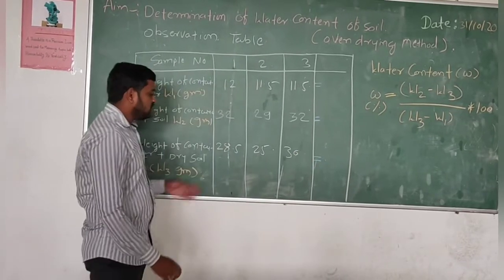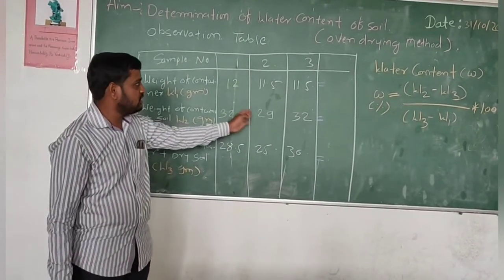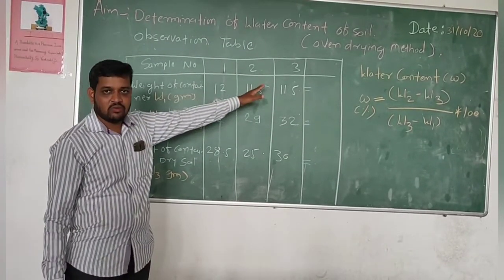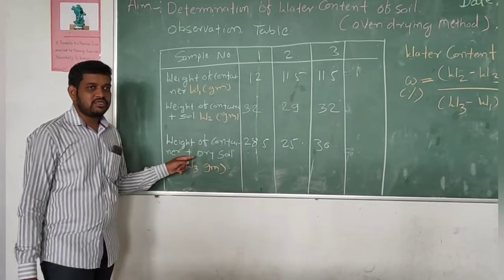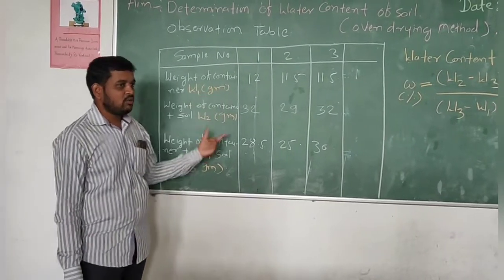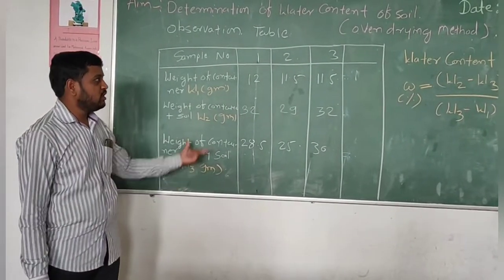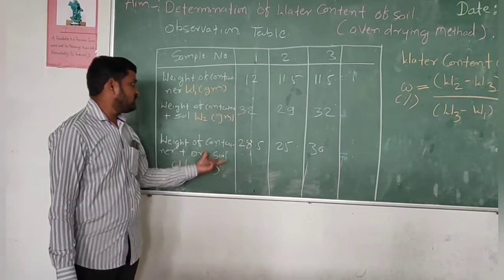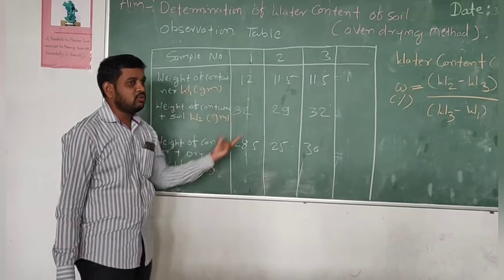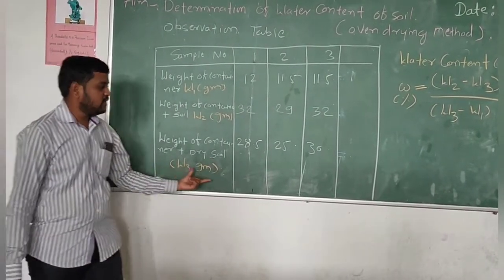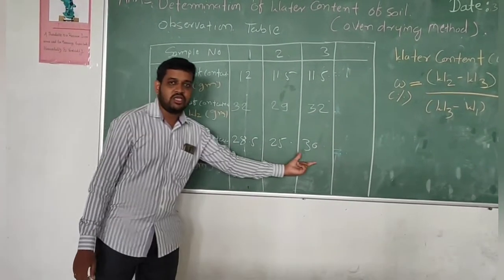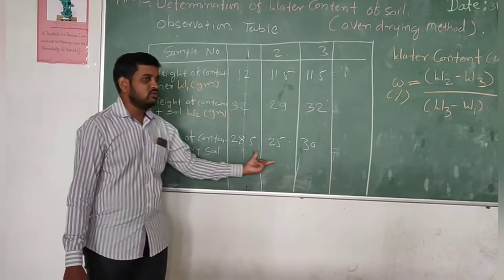So these are the W3 for different samples: sample number 1, sample number 2, and sample number 3. Actually, we have taken 3 samples. So after calculating the weight of the container and the dry soil, note down the values of W3 in the respective samples. For sample number 1, the weight of the container plus dry soil is 28.5 gram. For sample number 2, it is 25. And for sample number 3, it is 30 gram. So note down these values in this table.